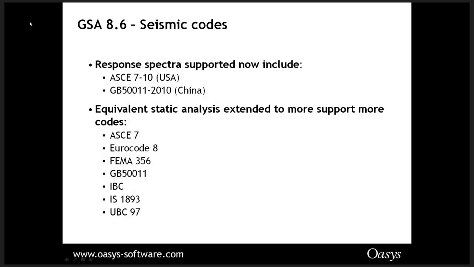Okay, we haven't done a whole lot of work on seismic codes, but we have just done some updates. So we now have the later versions of the ASCE 7 and the Chinese code. There's not much difference between these and the earlier ones, but it's just keeping things up to date. There's actually been more change in the equivalent static analysis option. Previously, that was only available for a very limited number of codes, and they were all US ones. That's now been extended to cover the whole range of seismic codes that we include in GSA. So that just broadens that out considerably.